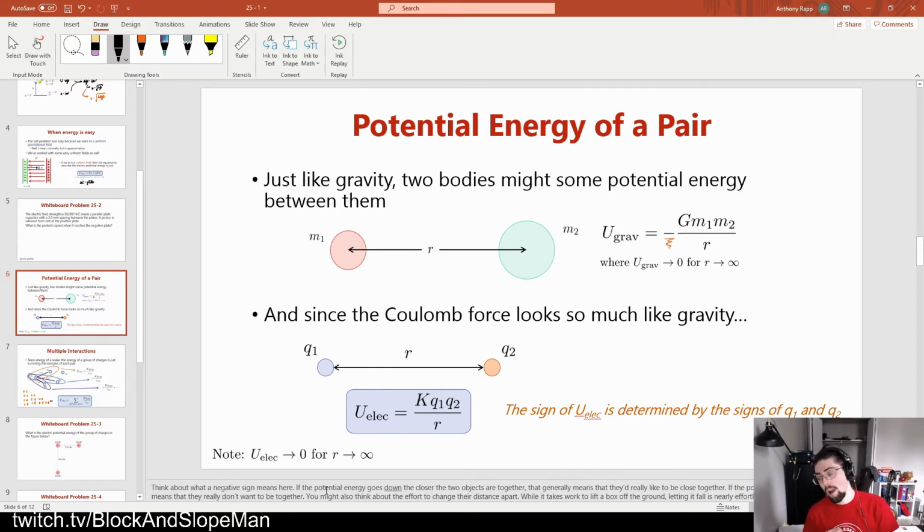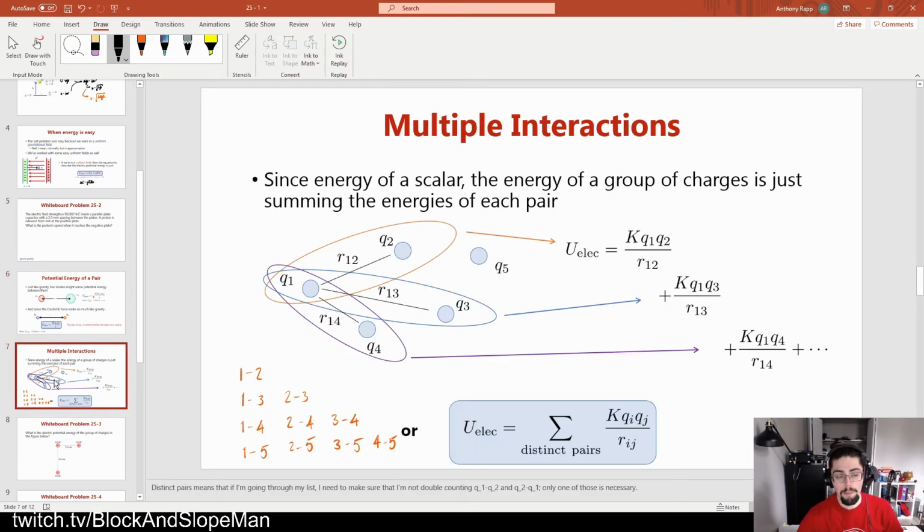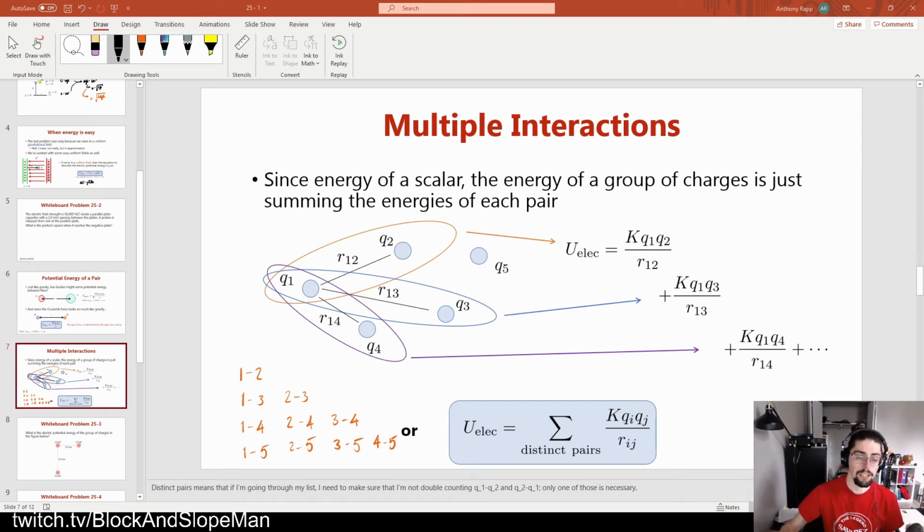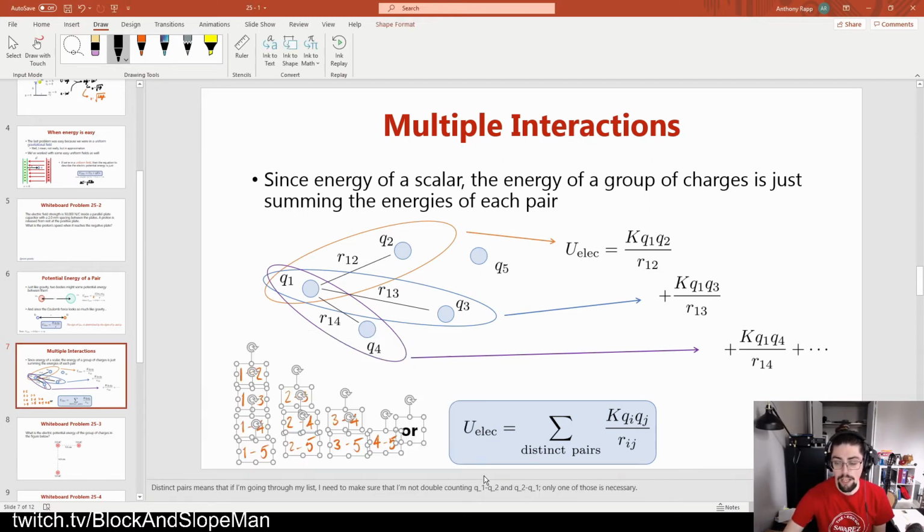Now, that works great for two particles. And one thing that we didn't really consider in gravity is what happens when you have more than two particles. I'm going to move myself back up for a little bit. Well, luckily for us, and let me delete these things for now. Let me write those out organically in a second here.